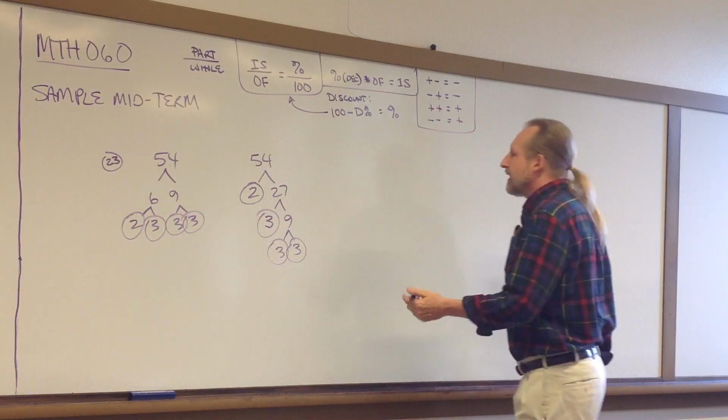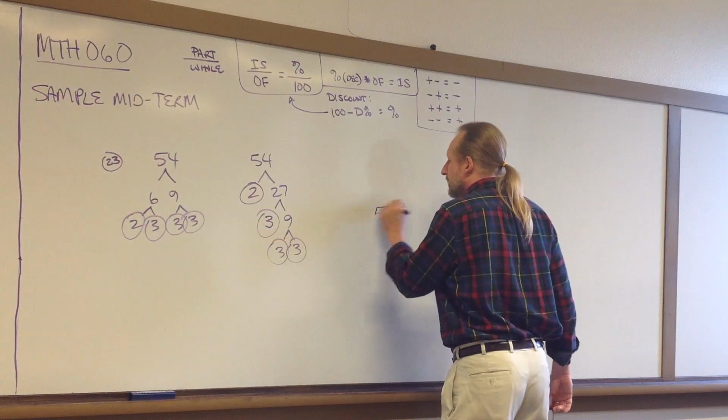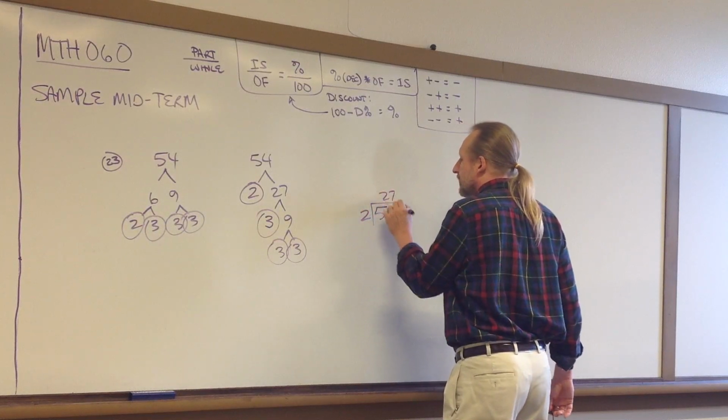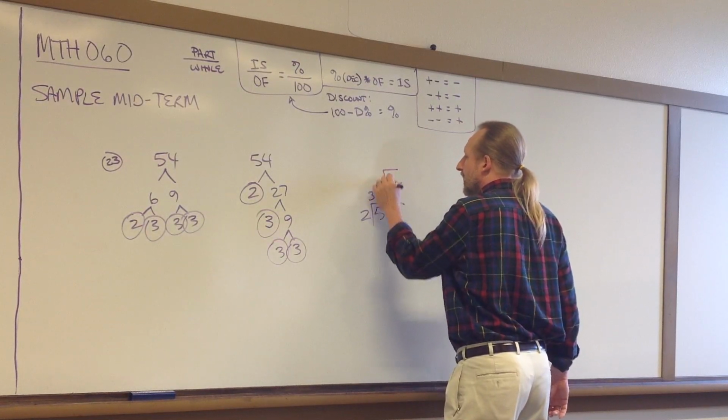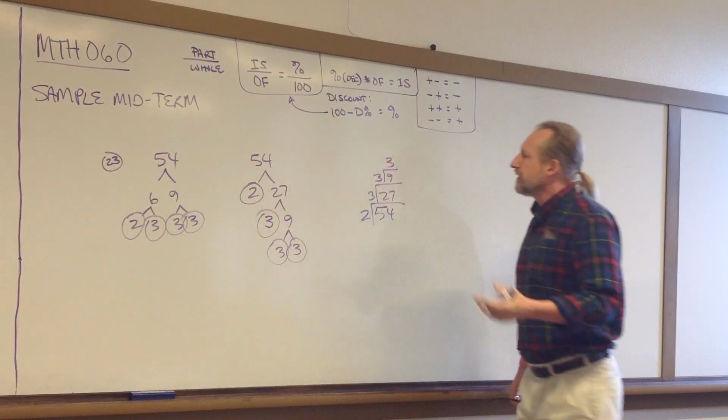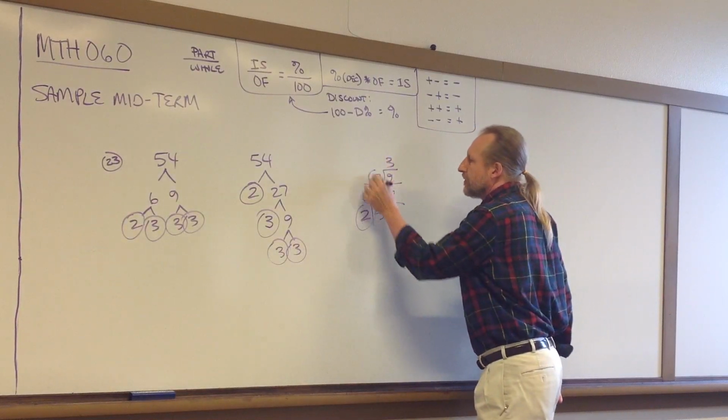The other way to do a factor tree is to take the 54, divide it by 2, divide it by 3, and divide by 3 again. And then here's all of your prime factors.